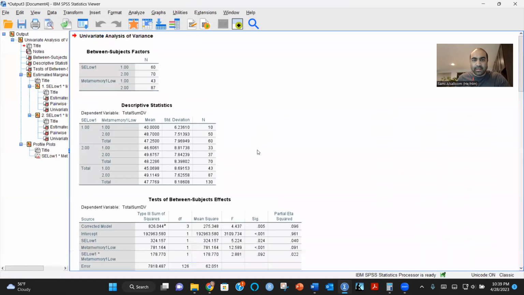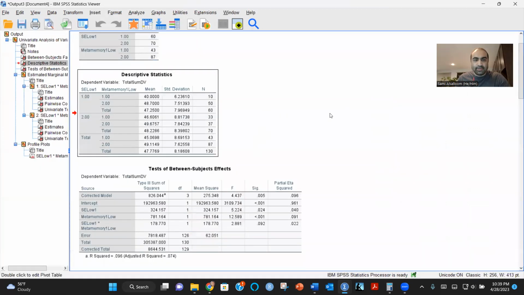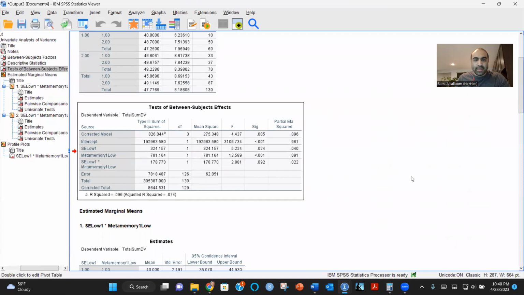Okay, so I ran the analysis, and here's the table of descriptives. Here is the F table, and I'm just going to think through it really briefly. So here's our independent variable of self-esteem. It has 1 degree of freedom, and it has a 5.22 F value and 0.02 significance. So that's significant, and it has a 0.04 partial eta squared. That's a medium effect size.